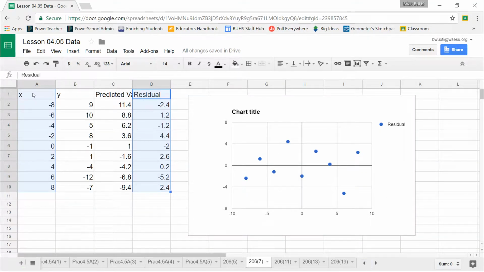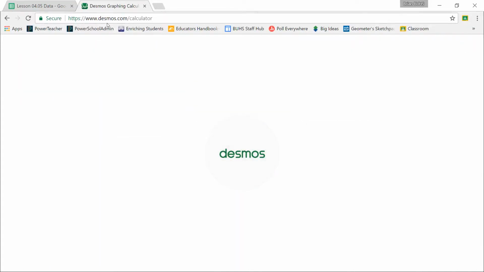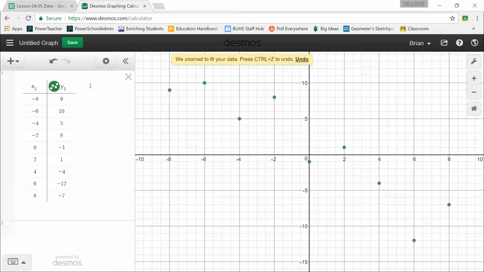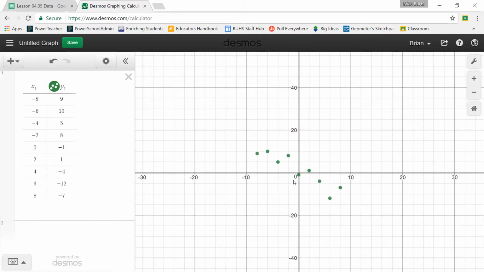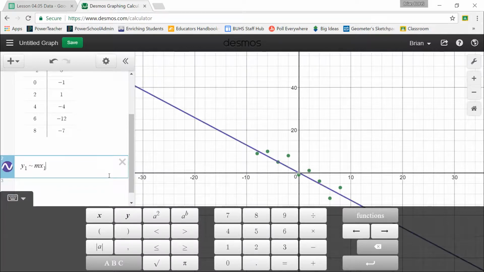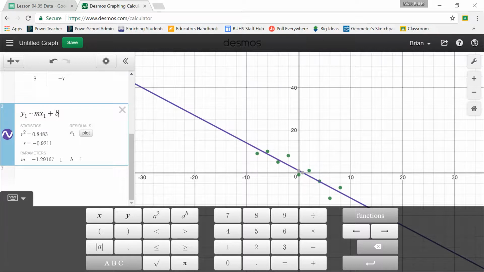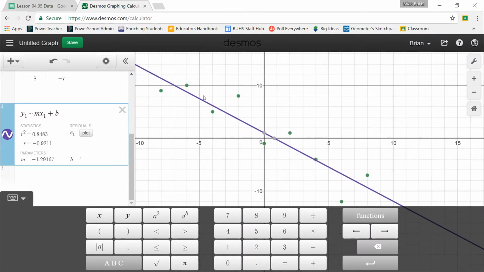The other way we were able to do this, do you guys remember? If I copy my data points and go to Desmos Calculator and plug those in here, notice here's my data points. Desmos, or a graphing calculator, was actually able to find these residual values for us. What we did was y1 tilde mx1 plus b, and then it would find the best fit equation that represented that.